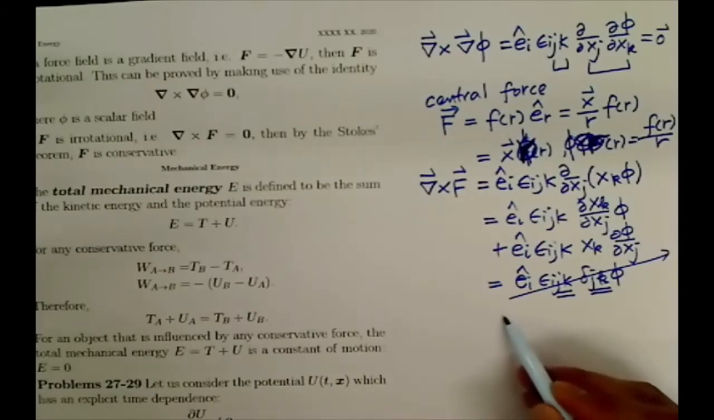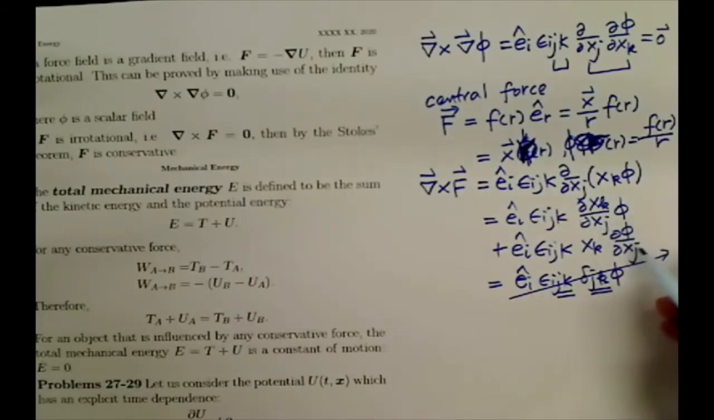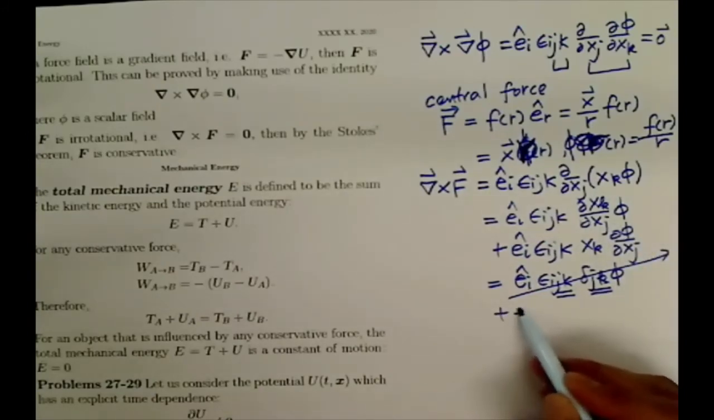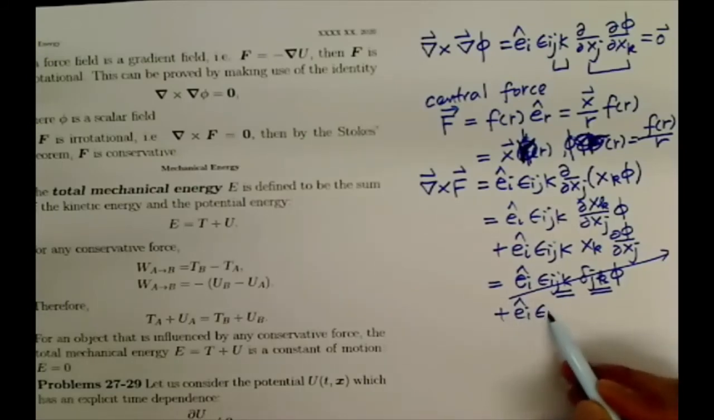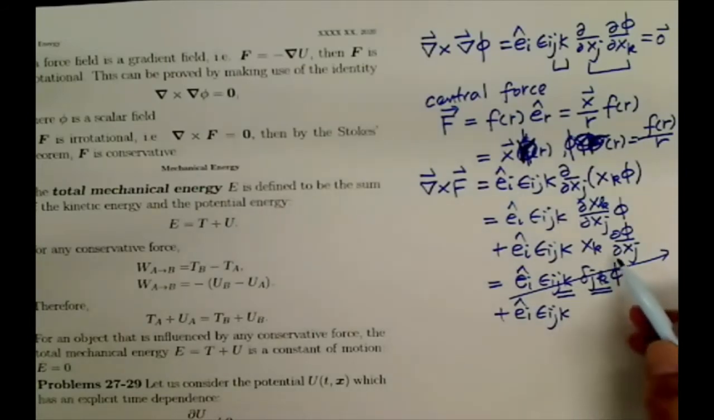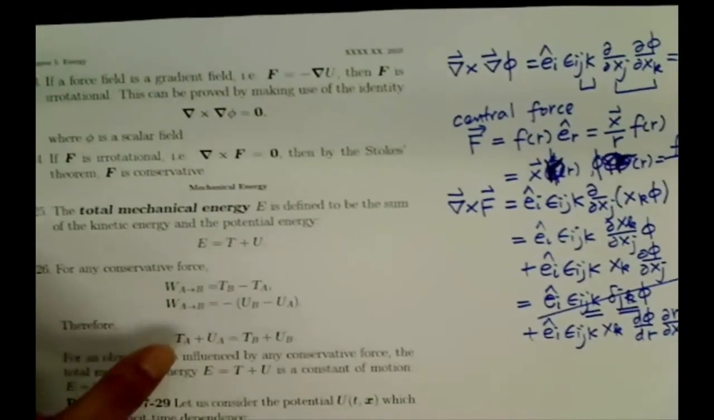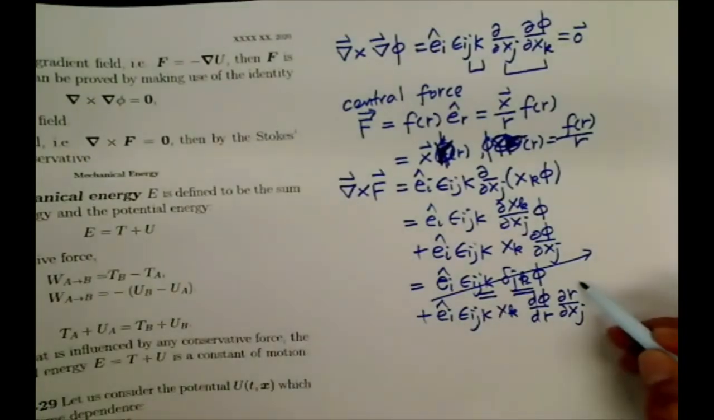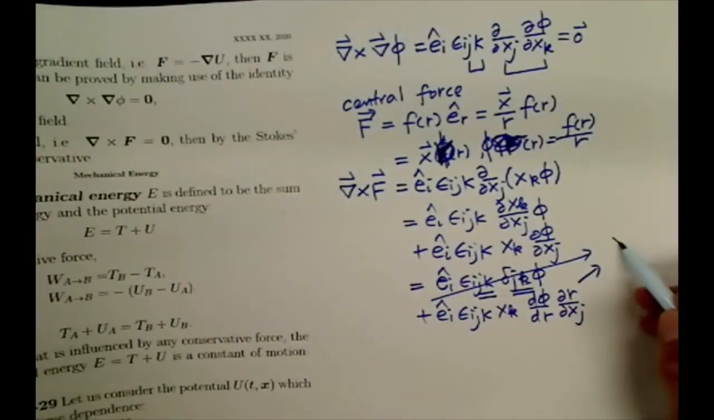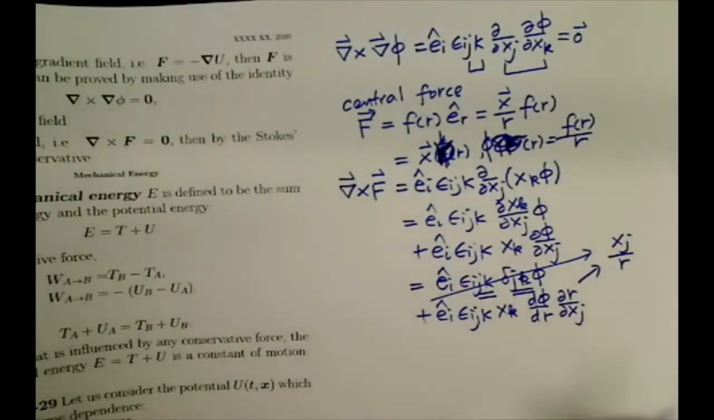Next, this one is EI hat, EIJK, XK. This one is a function of R only. So, we take the derivative with respect to J of R. And again, we know that this is Xj over R.